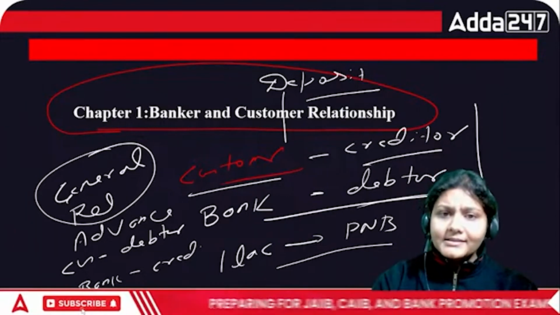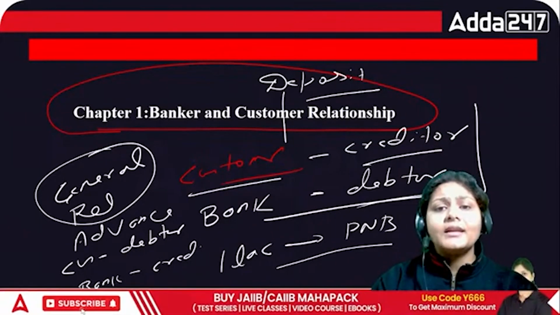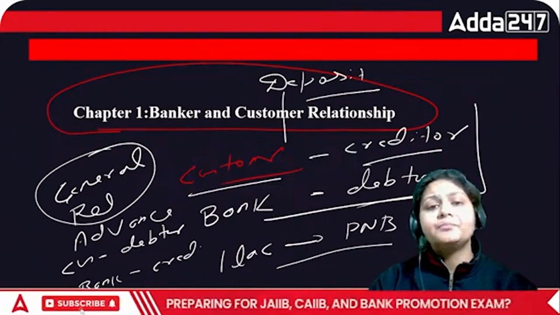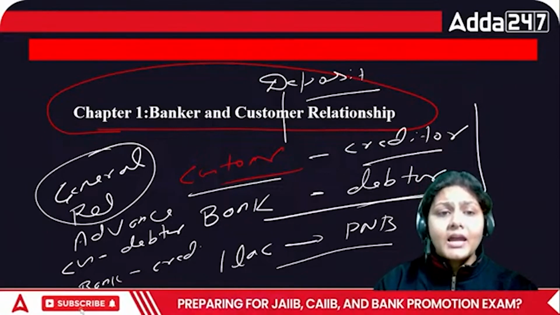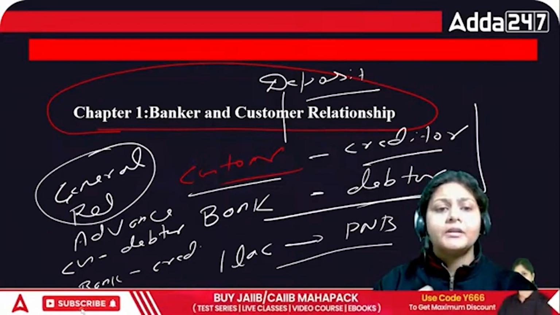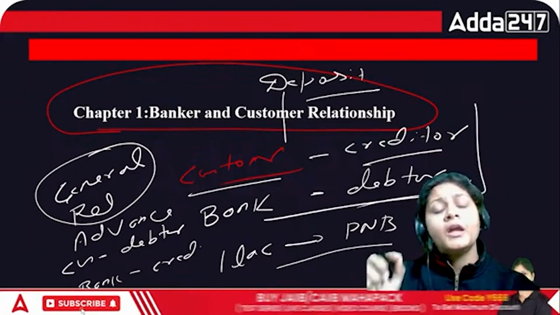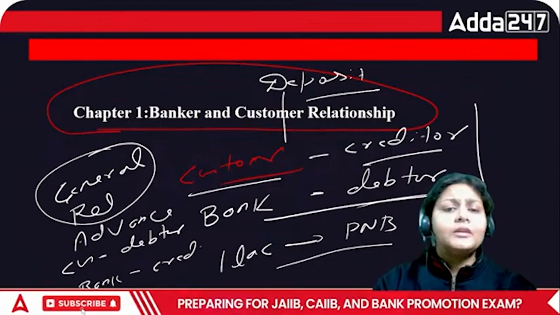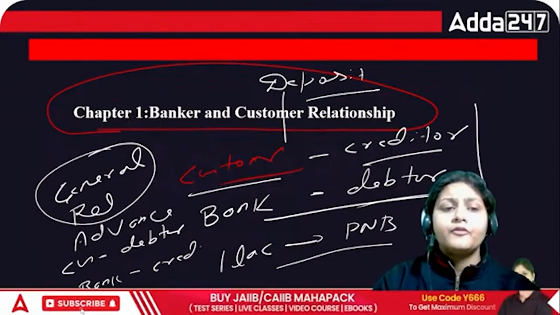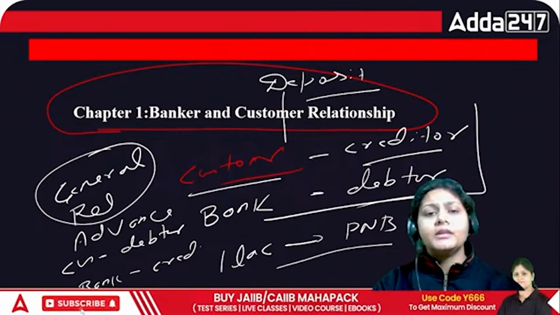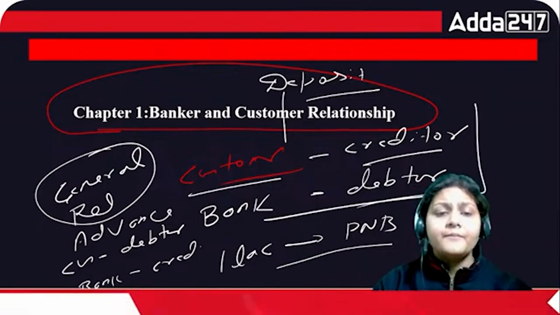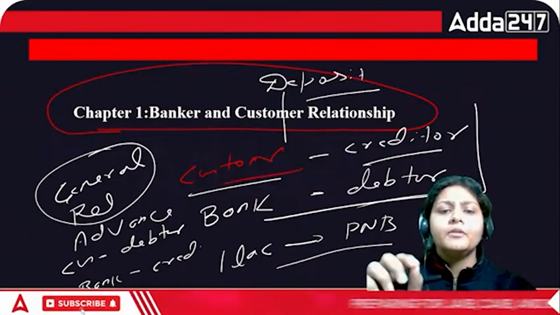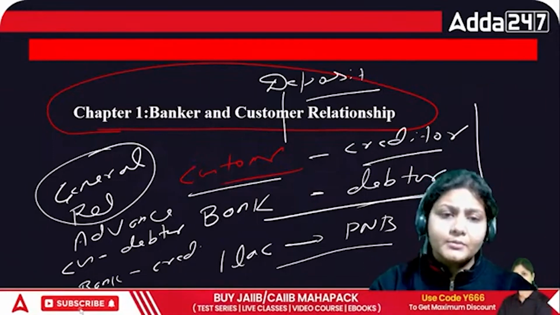Now why is it opposite? Because in that case the bank is giving you the money. So the bank will be the creditor, and I am the customer and the debtor. But there is only one difference: the bank needs some security or document from you, because they are providing the loan. That means from the customer side.